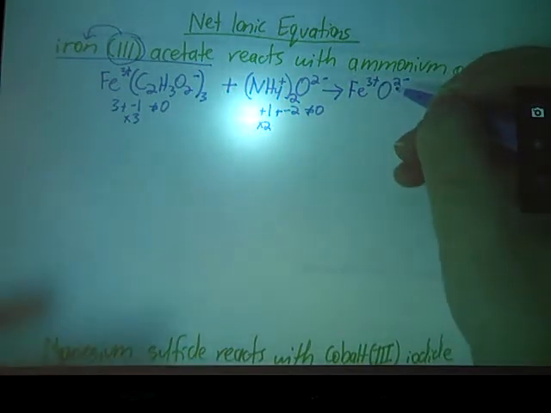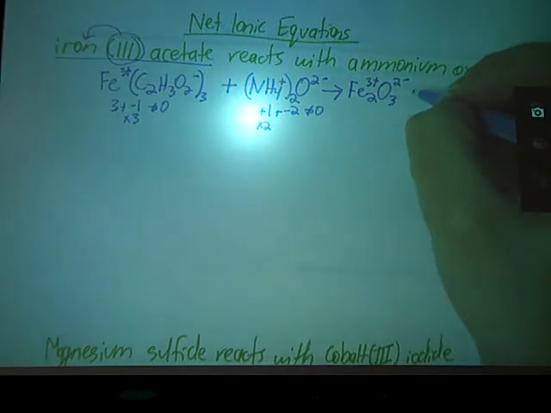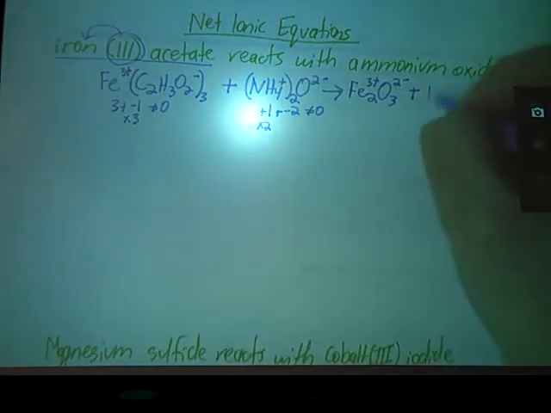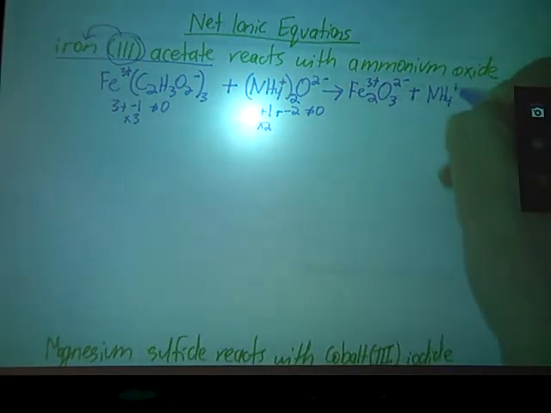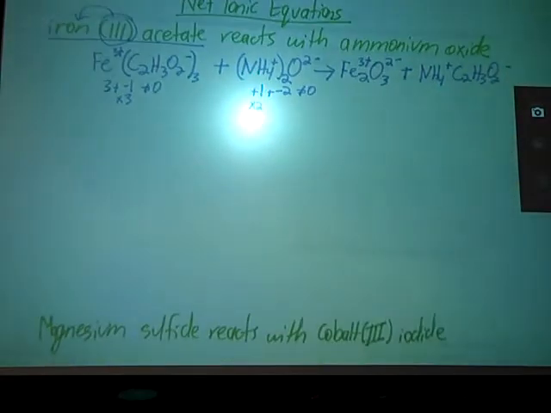These two, not something simple I can multiply to get those two to the same number, so we've got to go to least common denominator. After that, that leaves the ammonium with the acetate, and those two are already good. Can you see that? Yes. Okay, cool.